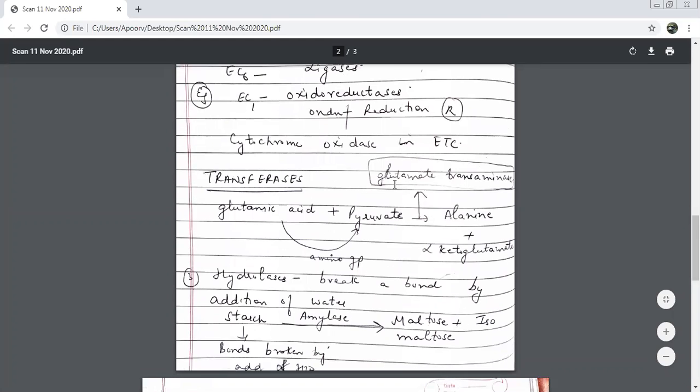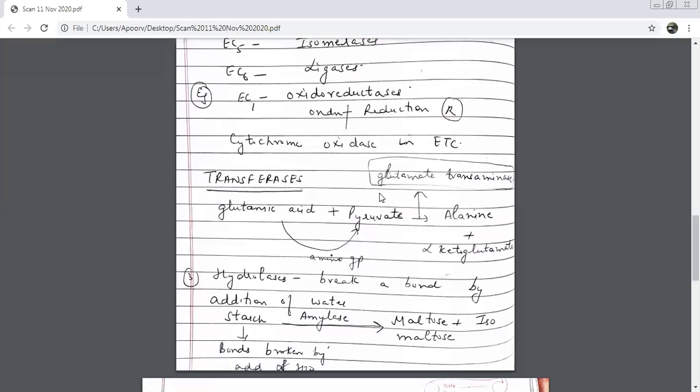Let me talk about the second type of enzymes, that is transferases. They are going to transfer something from one place to another. That is why such enzymes are put in the category of transferases. Let us understand this. Glutamic acid binds with pyruvate and alanine is formed, along with alpha ketoglutarate. The enzyme here is glutamate transaminase.